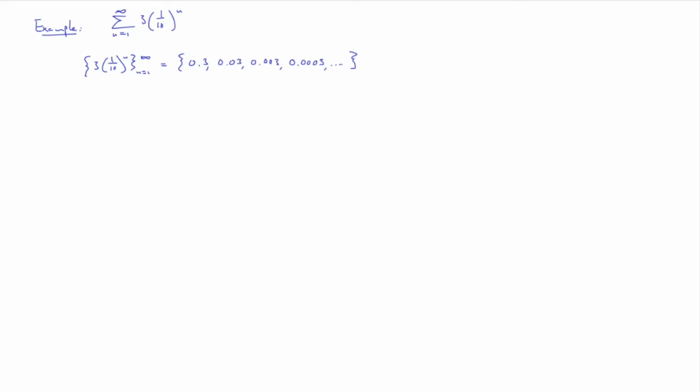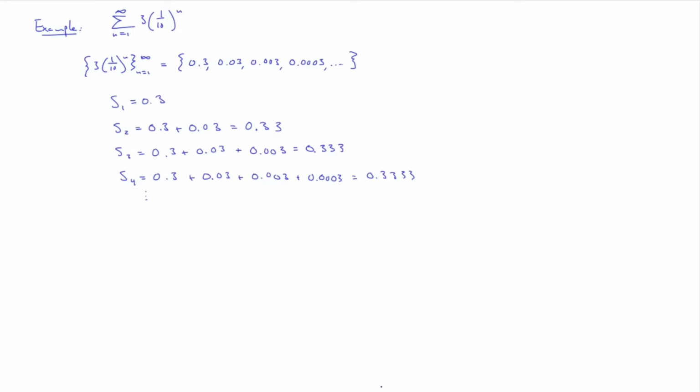And when n is 1, that's 3 times a tenth, or 3/10, or 0.3. And when n is 2, that's 3 times 1/100th, or 3/100ths, or 0.03, etc. So these are the terms of the sequence. And if we look at the first few partial sums, well, the first partial sum, the sum of the first 1 terms of the sequence, is just 0.3.